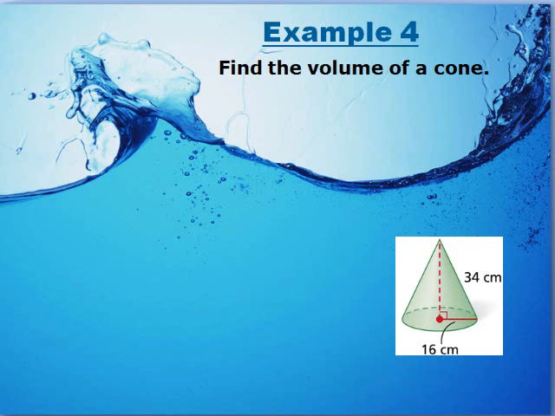Okay, example 4. Find the volume of the cone. And so here we have the cone with a radius of 16 and a height of 34. So the equation for the volume of the cone is 1/3 times the area of the base times the height. The area of the base is pi r squared. We know the radius is 16. So we're just going to put that in here. And the height is 34.